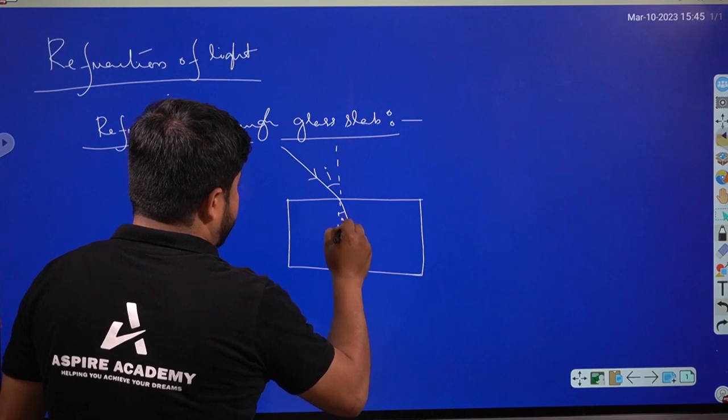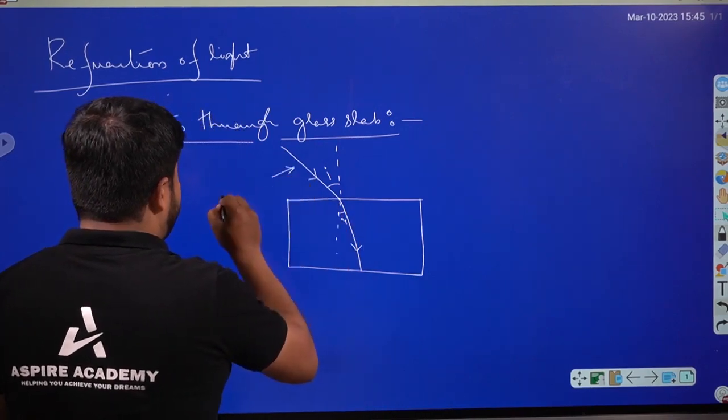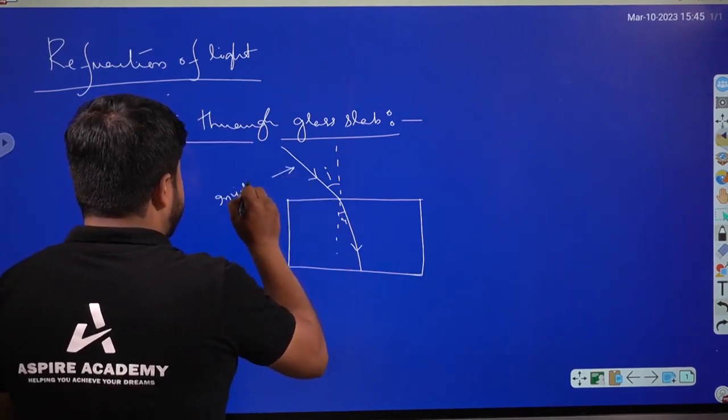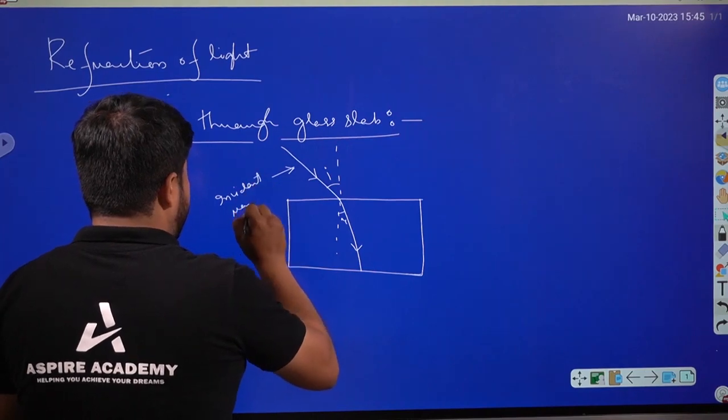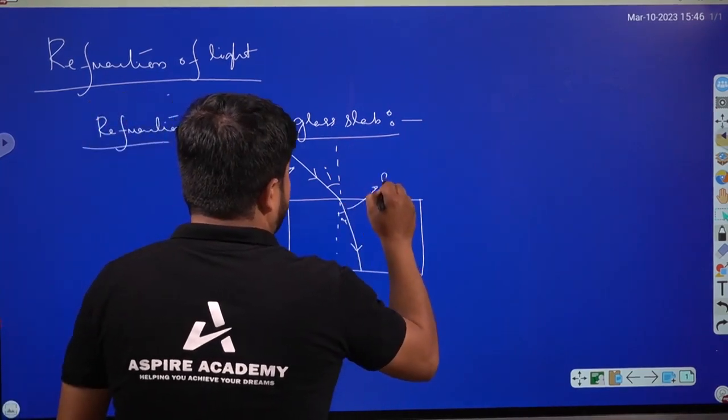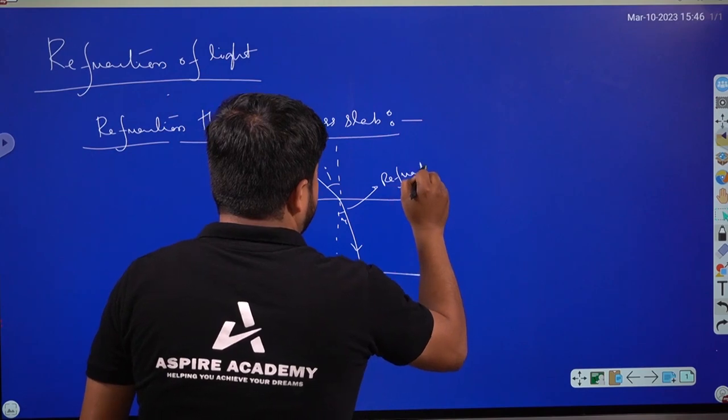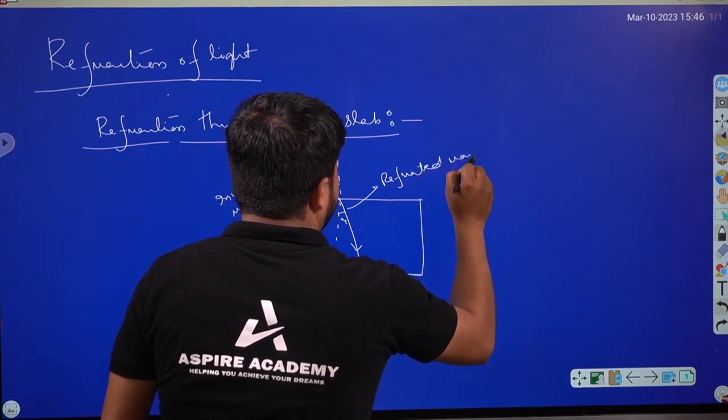This is the angle of incidence, this is the angle of refraction. This is the incident ray, and this is called the refracted ray.